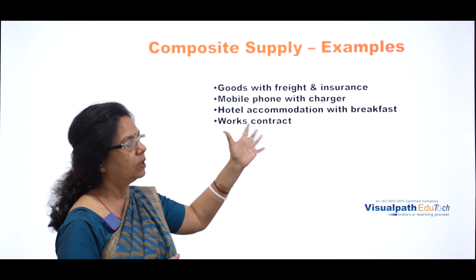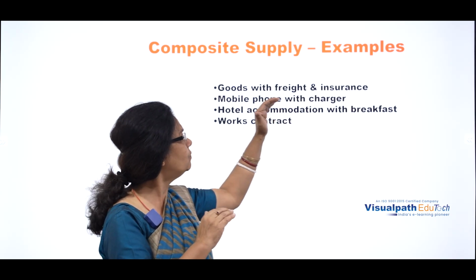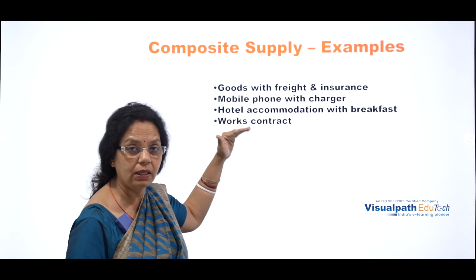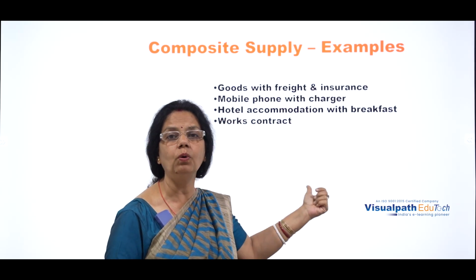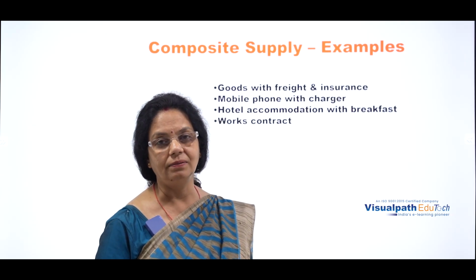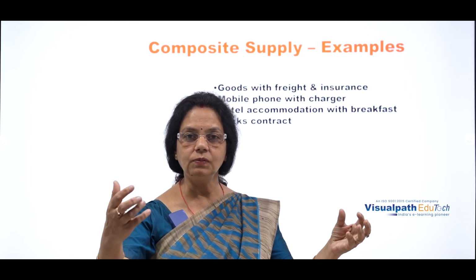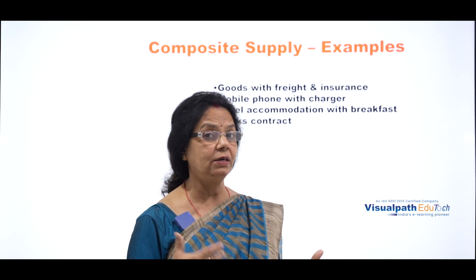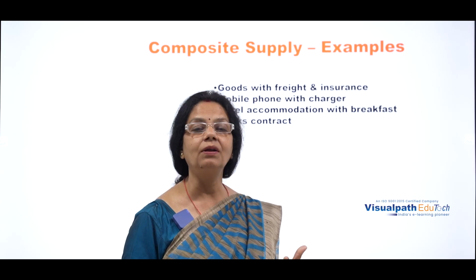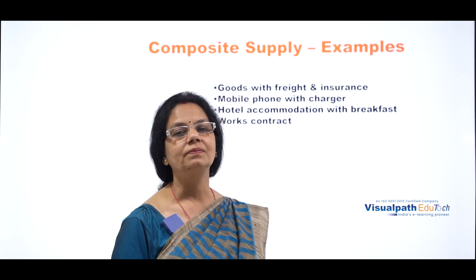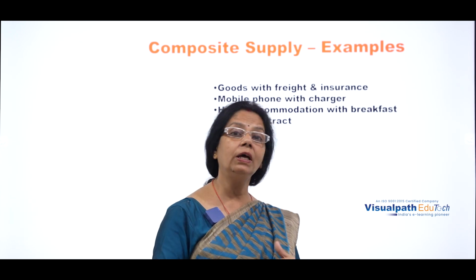Next is works contract. There are a lot of different kinds of supplies. You can get examples for the composite supply, and a few are here. So most probably you understand what a composite supply is. When one thing comes with another as complementary, even in an air ticket. If you fly, nowadays it's very common that you have complimentary food included in the ticket.